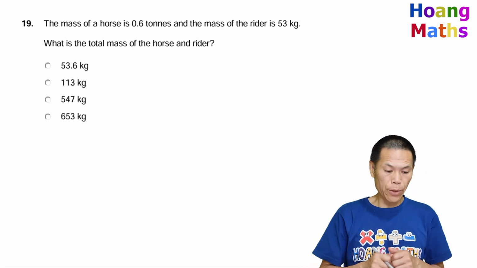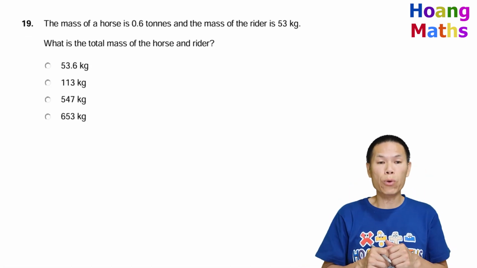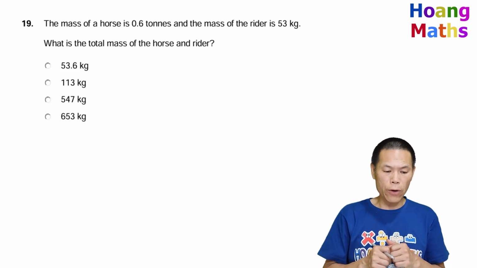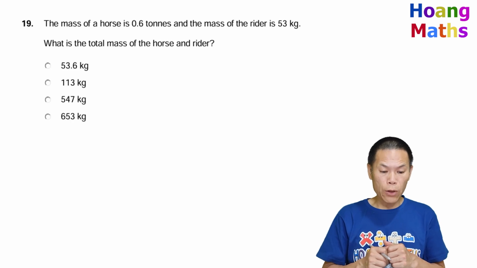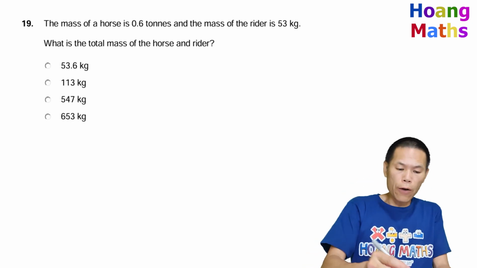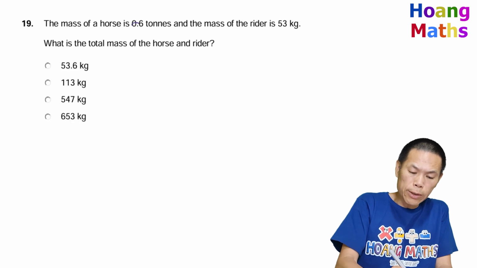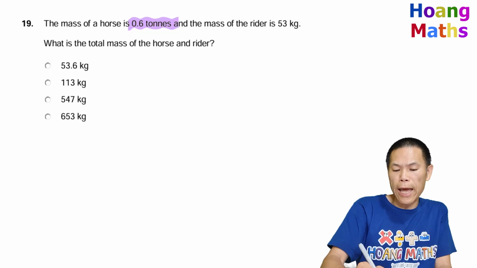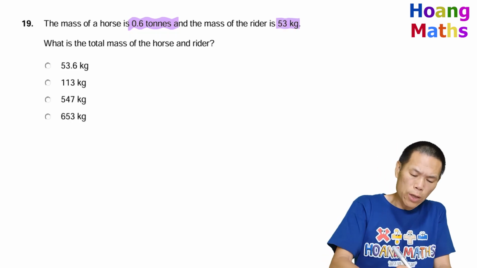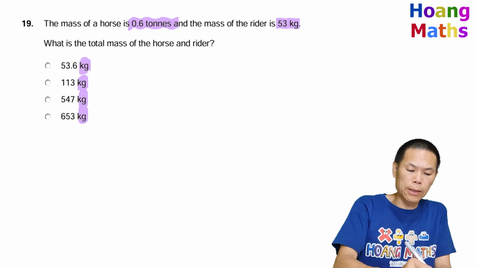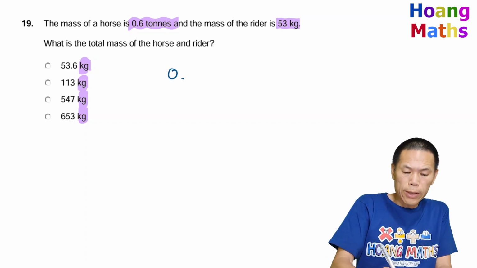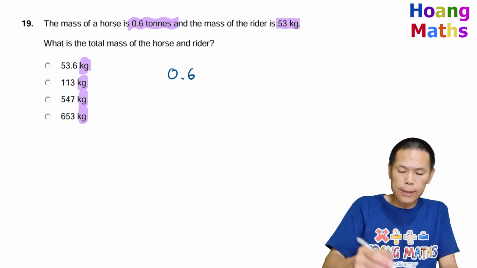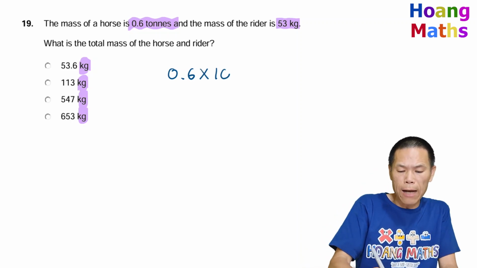Question number 19. The mass of a horse is 0.6 ton and the mass of the rider is 53 kilograms. What is the total mass of the horse and the rider? So obviously the horse is 0.6 ton. So we need to convert that into kilograms first. Otherwise we can't add with these kilograms here. And also the answer in kilograms. So first of all, 0.6 tons. So 1 ton is 1,000 kilograms. So 0.6 tons, we just go 0.6 times 1,000.